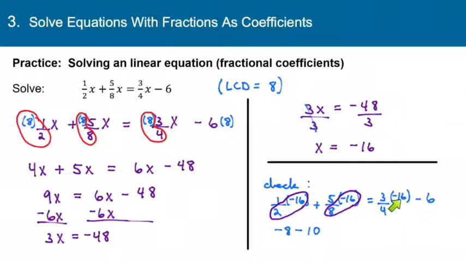On the right side, negative 16 divided by 4 is negative 4. So 3 times negative 4 gives us negative 12. And then we have our negative 6 just sitting out here. So negative 8 minus 10 is negative 18. On the right side, negative 12 minus 6 is also negative 18. So that solution is correct. And we could put our negative 16 inside the curly braces.